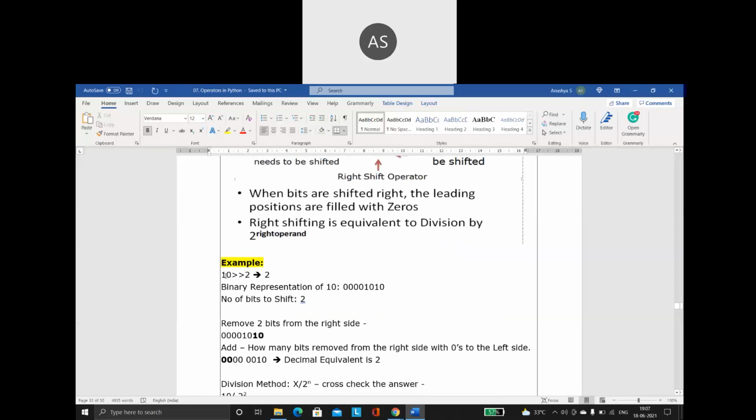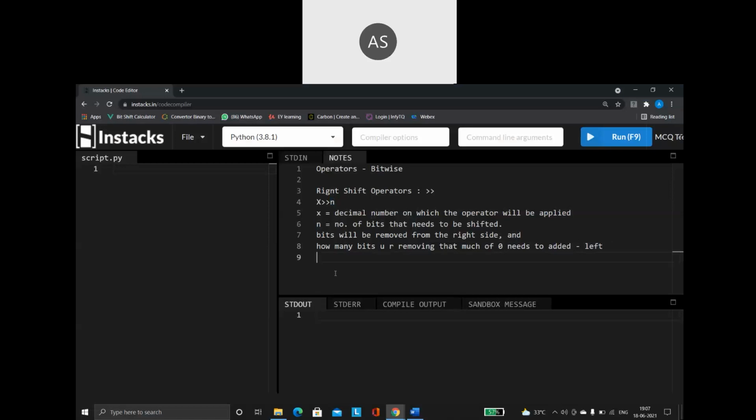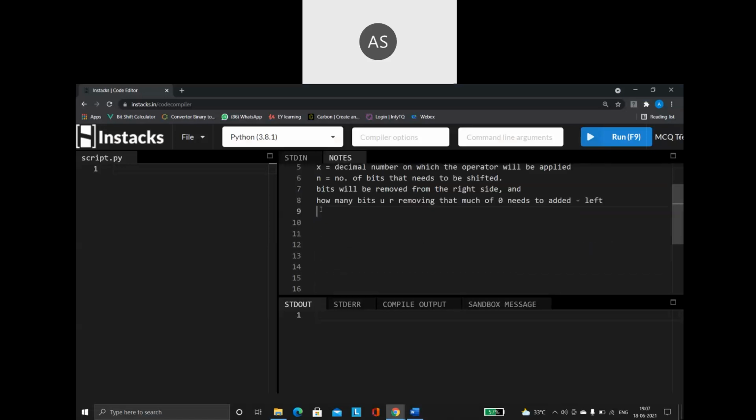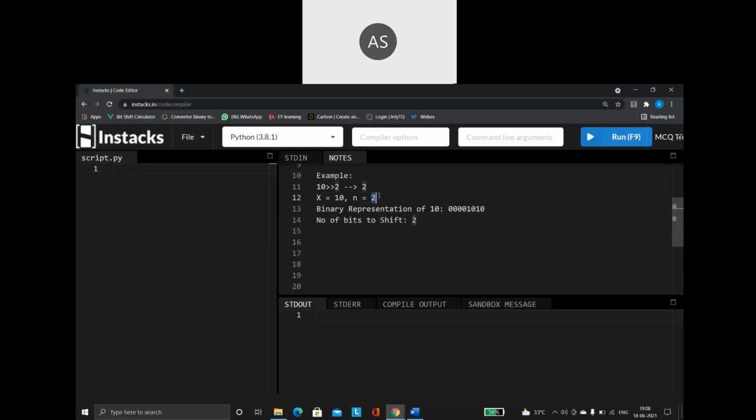This is the first example I want to take. I am saying 10 right shift 2. My x value is equal to 10 and my n value is equal to 2. Just remember the syntax I told you: x, right shift operator, n. x is the number on which the bits are going to be removed, and it is going to remove 2 bits.